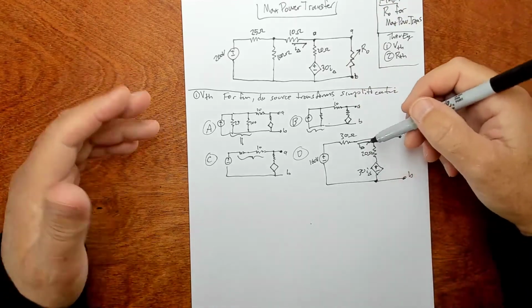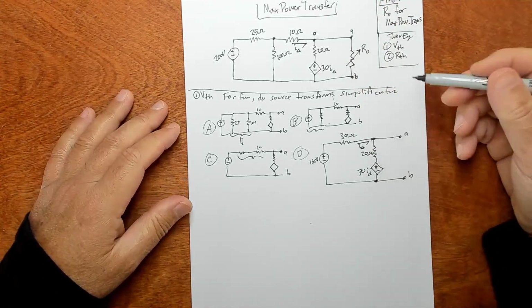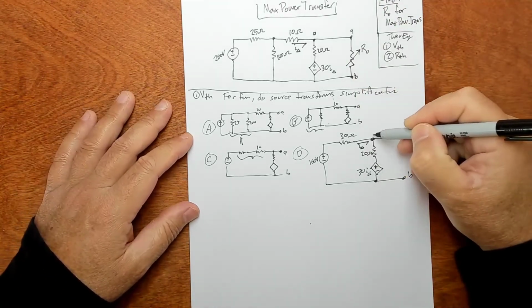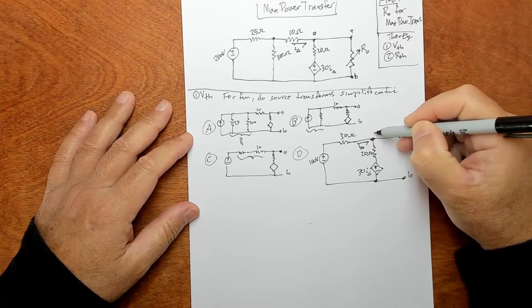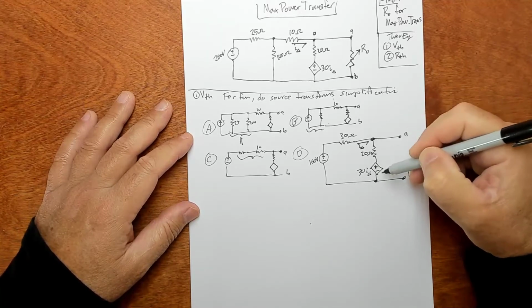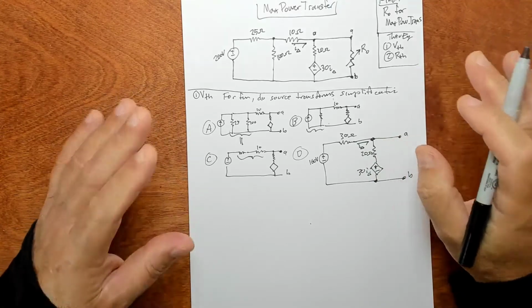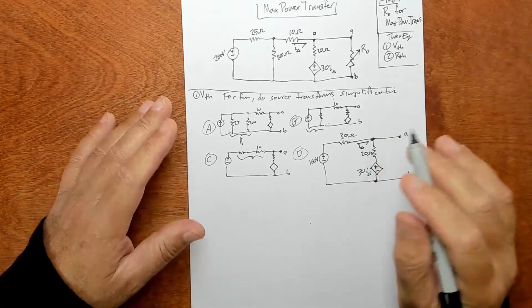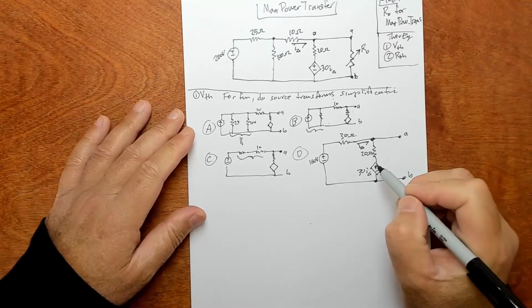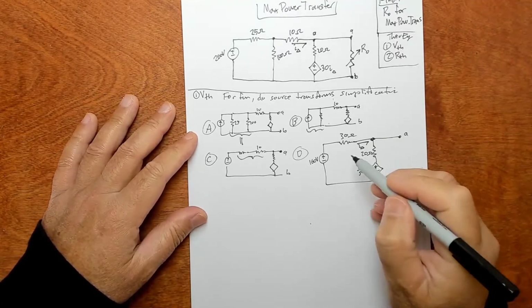So at this point, you might be tempted to use node voltage and solve for the voltage at this terminal. That would work, and we've done that before. You would just have one node voltage equation. But just to show you that you could do other things as well, you could also use mesh current.